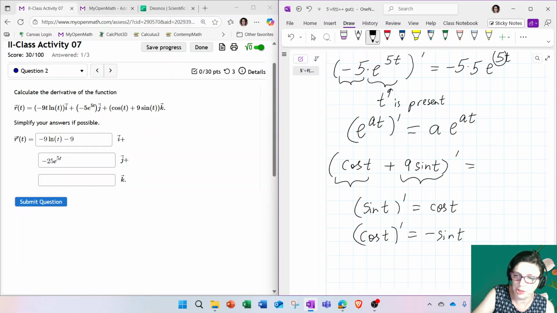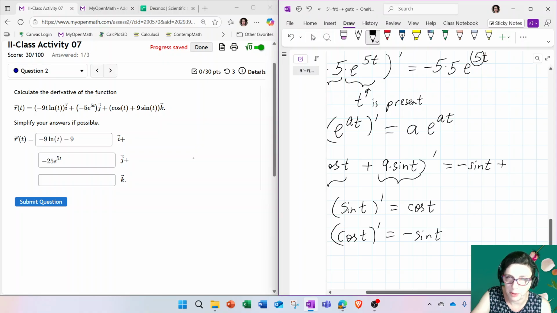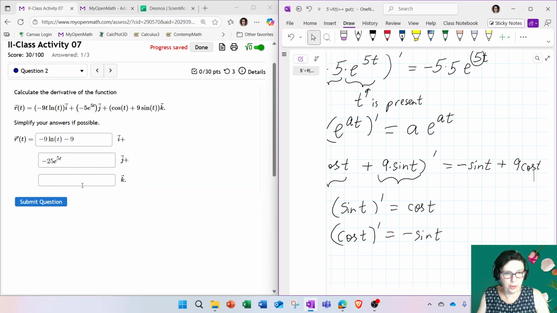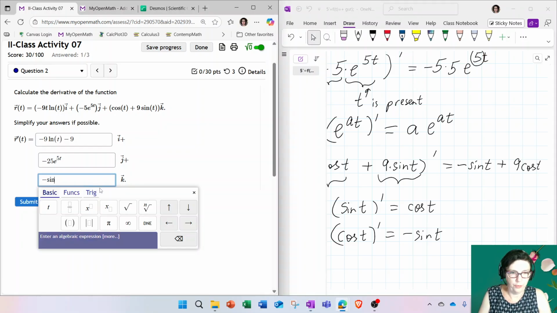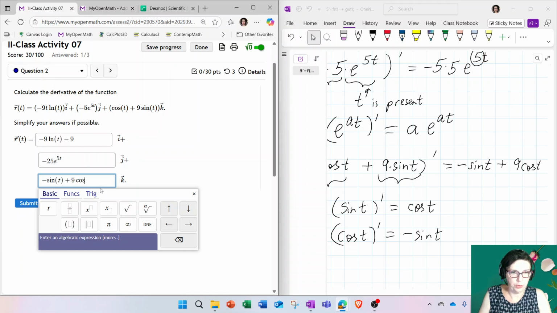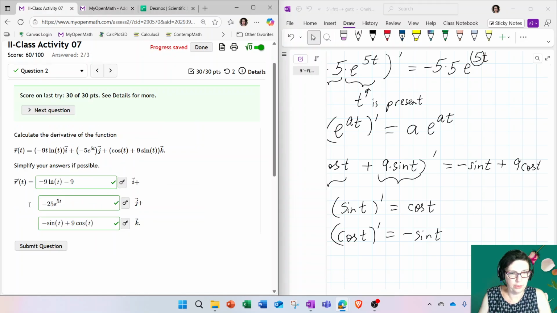So the derivative of cosine is negative sine t. And 9 is a constant multiple, right? Because it's multiplied, but it's a number, so we do not need the product rule or anything. We just keep the number. And the derivative of sine is cosine. Okay, so that's the last part, we're going to be done here, hopefully. Plus 9 cosine t. Let's submit and see if that's right. Yay.